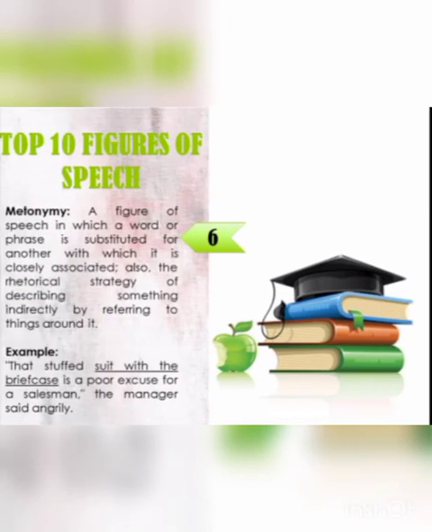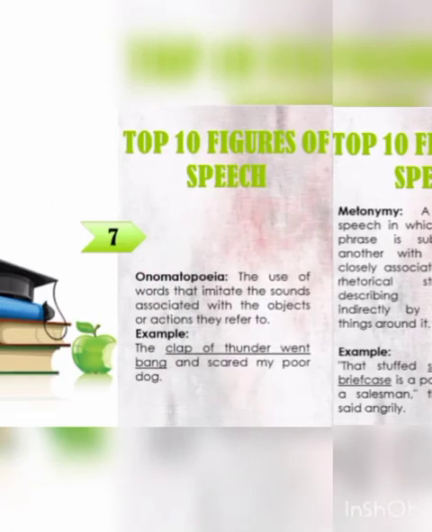Number 6. Metonymy. Metonymy is a figure of speech in which a word or phrase is substituted for another with which it is closely associated. Also, it is a rhetorical strategy of describing something indirectly by referring to things around it. We have an example. "That stuffed suit with a briefcase is a poor excuse for a salesman," the manager said angrily. The stuffed suit is being substituted for the poor salesman. This statement would mean that the salesman should not be busy slacking off but instead work hard to not look stuffed in a suit.